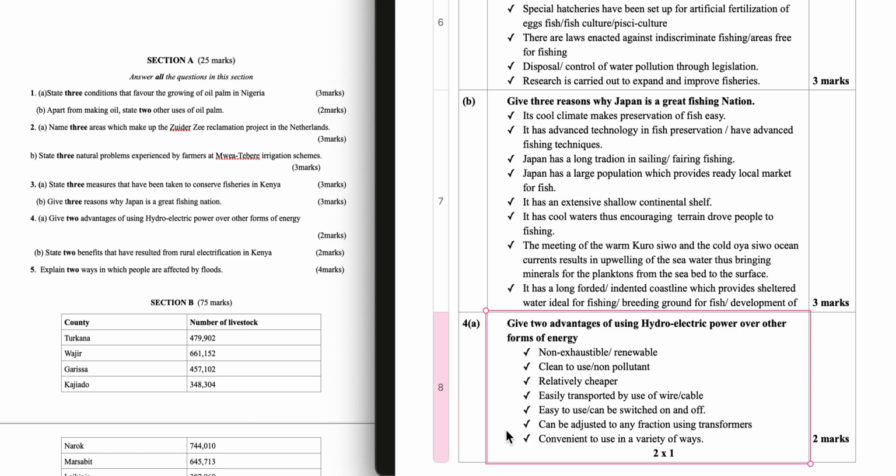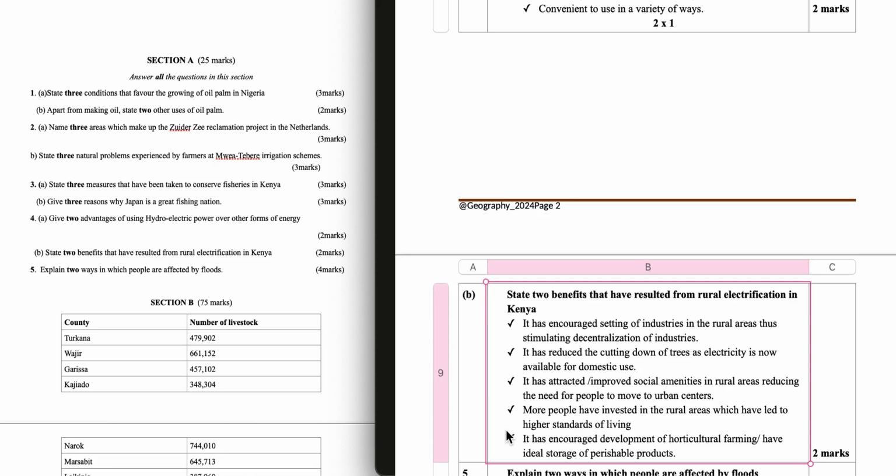Question 4B. State 2 benefits that have resulted from the rural electrification in Kenya. It has encouraged setting up of industries in the rural areas, thus stimulating decentralization of industries. It has reduced the cutting down of trees as electricity is now available for domestic use. It has attracted social amenities in rural areas, reducing the need for people to move to urban centers. More people have invested in rural areas, which has led to higher standards of living. It has encouraged development of horticultural farming, as there is ideal storage for perishable products.